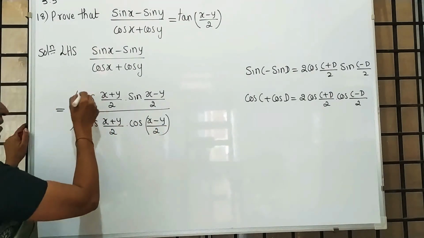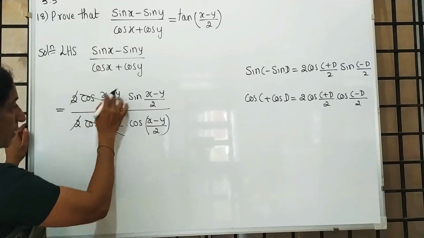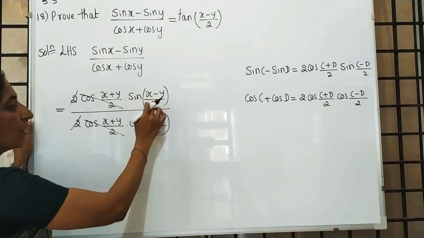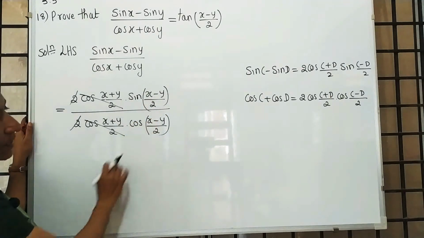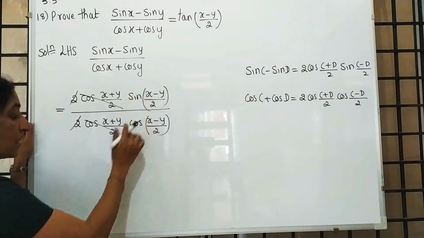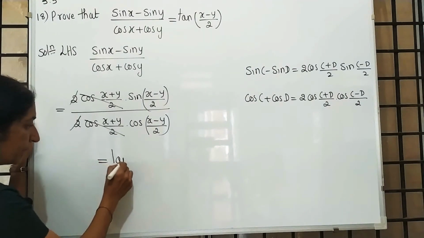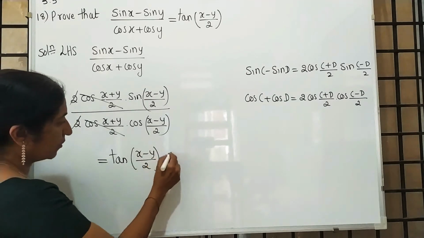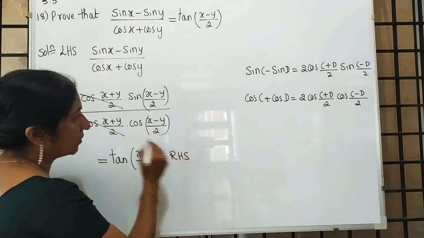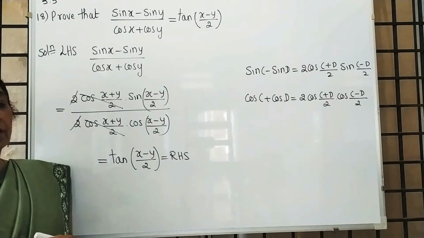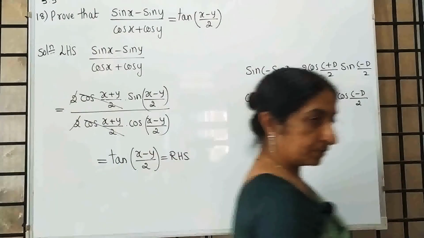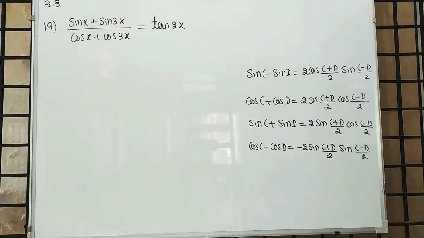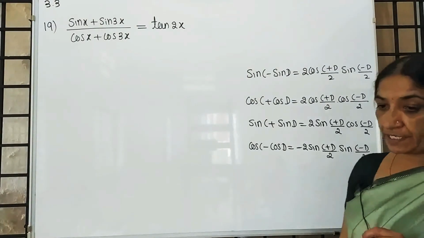Here 2 gets cancelled, cos (x plus y)/2 and cos (x plus y)/2 get cancelled. See here, sin (x minus y)/2 over cos (x minus y)/2 is remaining. They have the same angle and sin by cos is tan. Tan (x minus y)/2, that is RHS. So moving to the next question, that is question number 19.